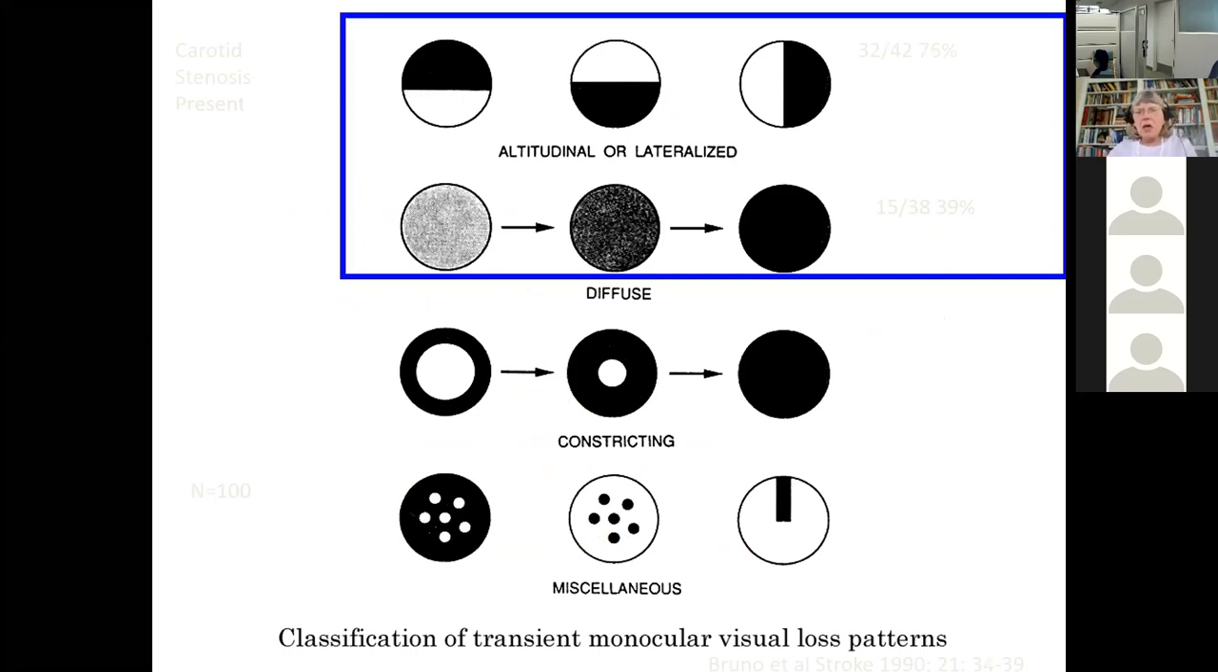Maybe I've seen it. Now, what I want you to notice is that these field defects, altitudinal and hemianopic, or this sort of gray to black vision, are more likely to be vascular transient monocular blindness. Occasionally, it can be a constricting blindness, but rarely, and spots and all these little dots and things are more likely to be this migrainous phenomenon.